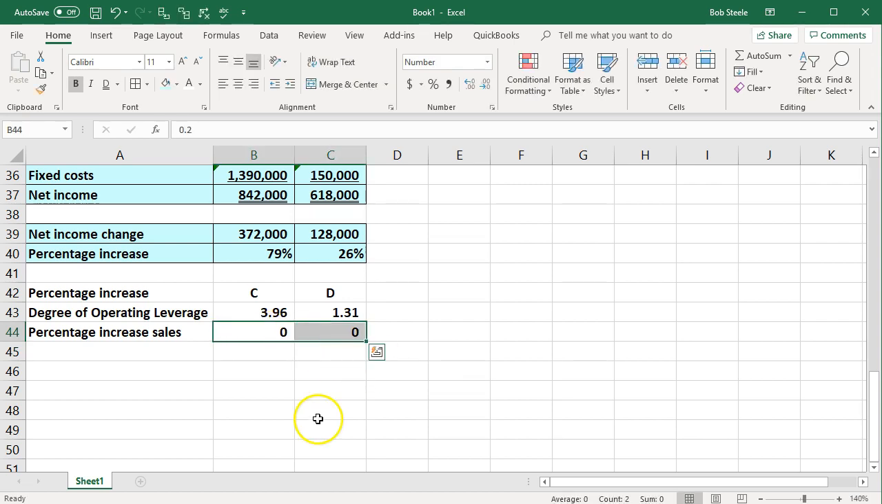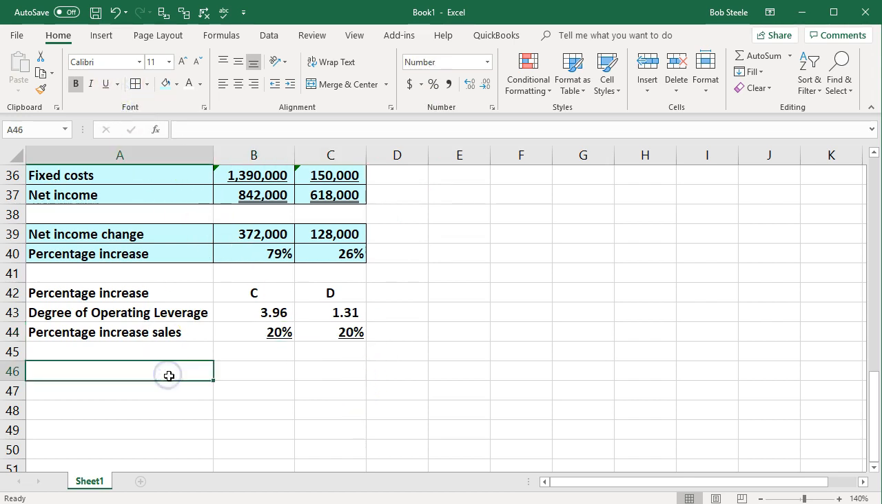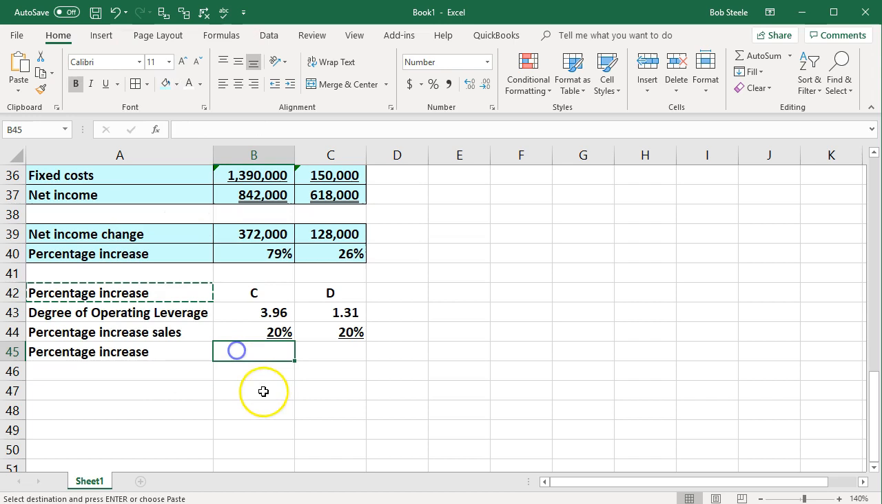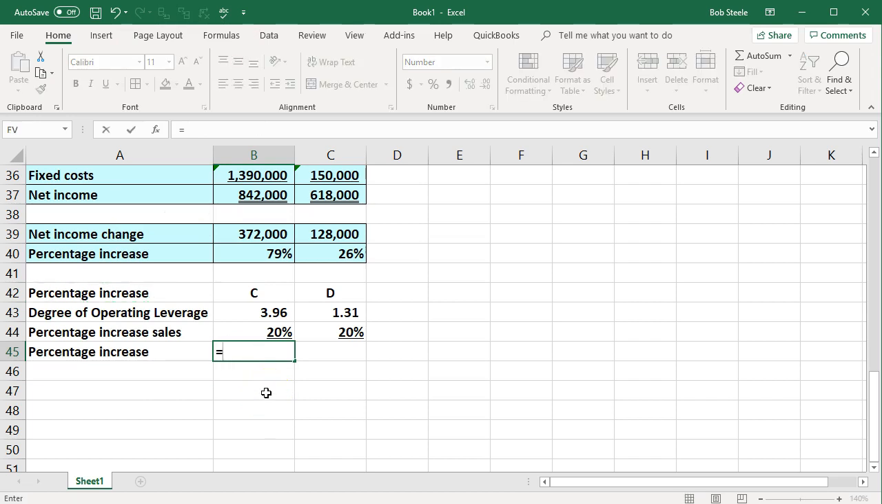I'm going to now format this as a percentage. So I'm going to go to the home tab, numbers. Again, if I add decimals, there's the 0.2, and then make it a percent, which moves the decimal 2 places to the right and adds a percentage sign. We'll then underline this item, and then we're going to have the percent increase in income. So the percent increase in income is then going to be equal to the 3.96 times the 20%. And notice how nicely we get that.